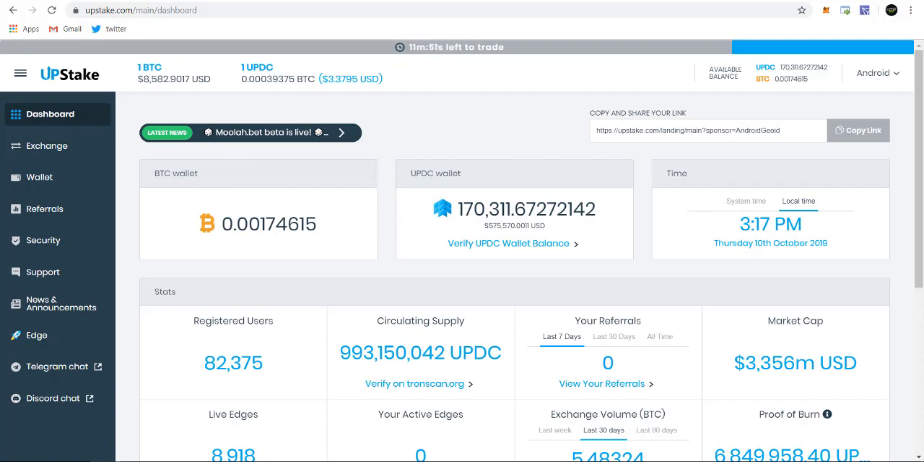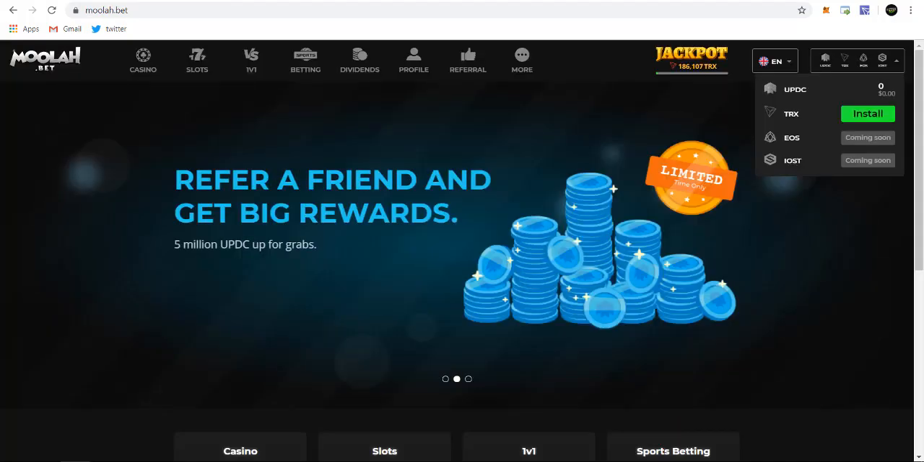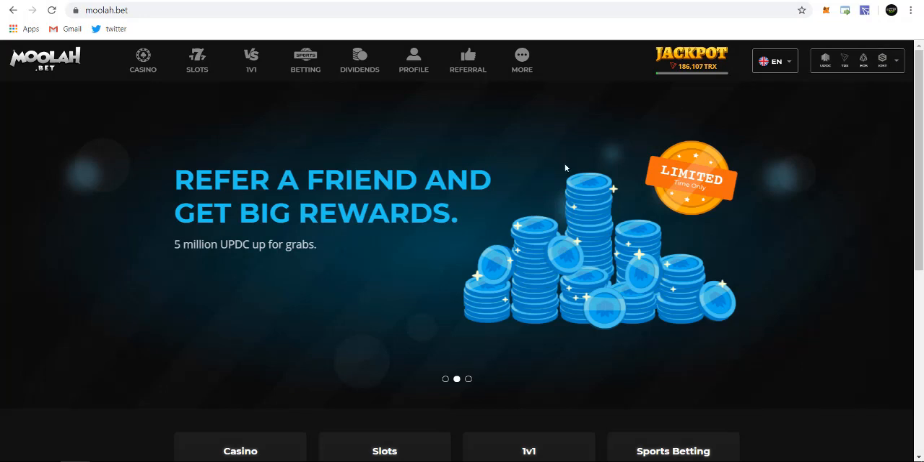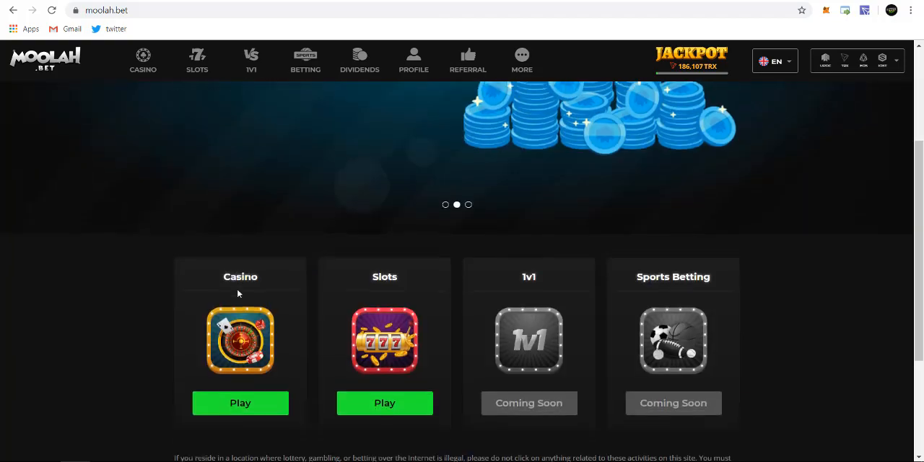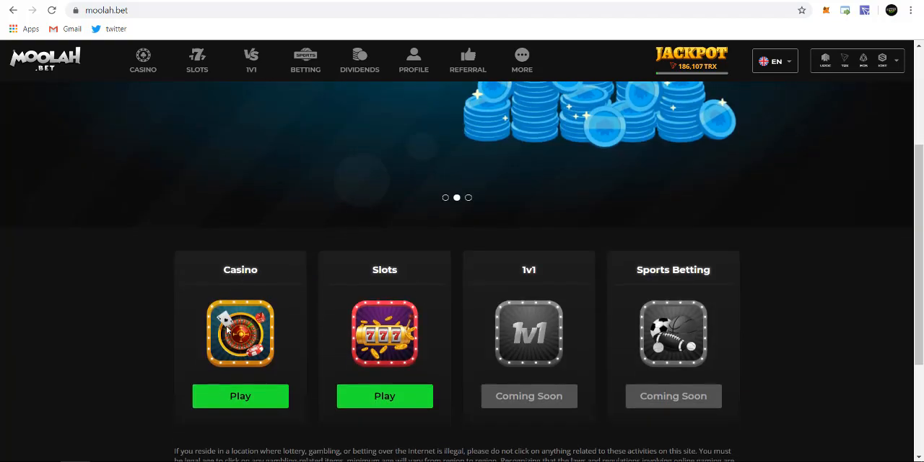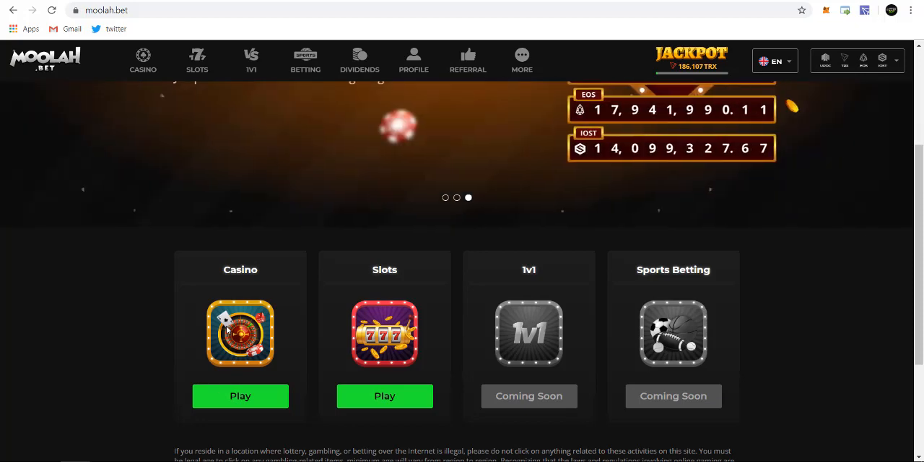Also, yesterday they launched Moolah.bet. If you haven't checked it out, you should go and check it out. If you are interested in gambling, you can take part in this and also earn a great reward of 5 million UPDC tokens if you refer a friend. For now, two games are released, casino and slots. There are lots and lots of updates to come which will attract more gamblers.